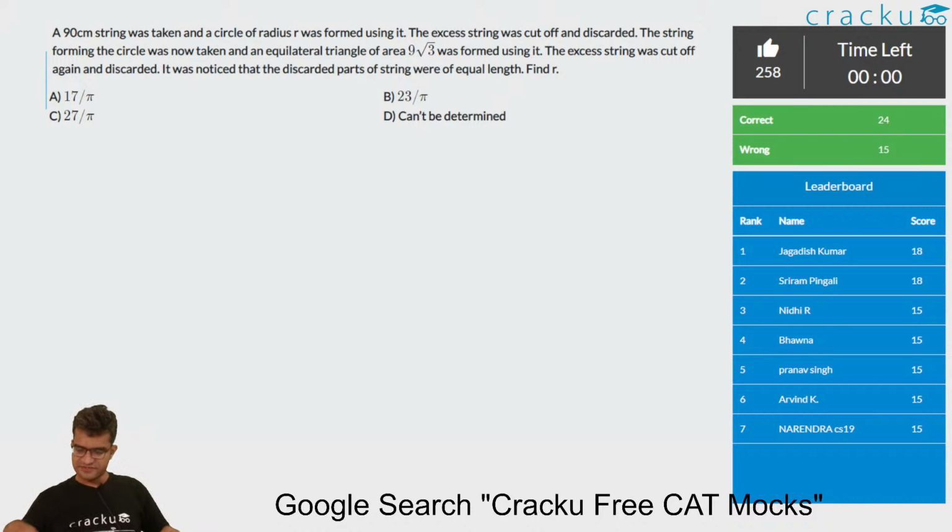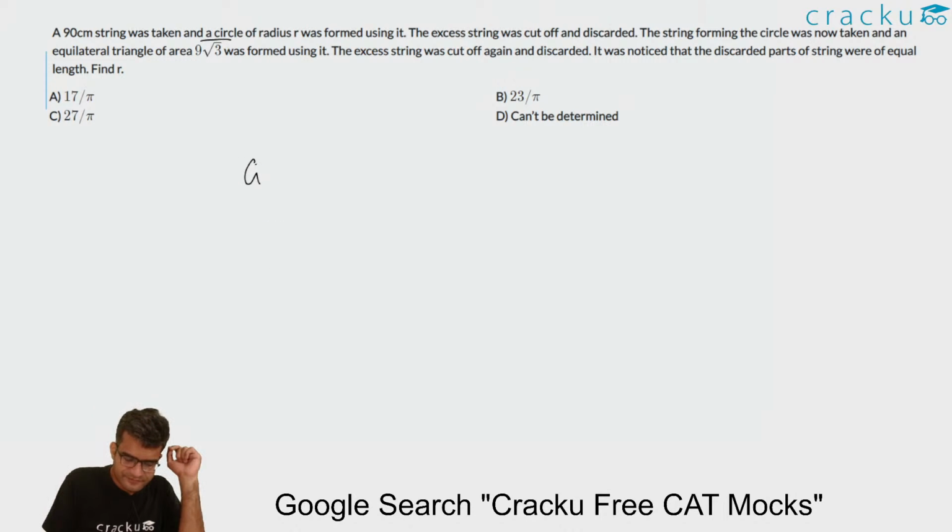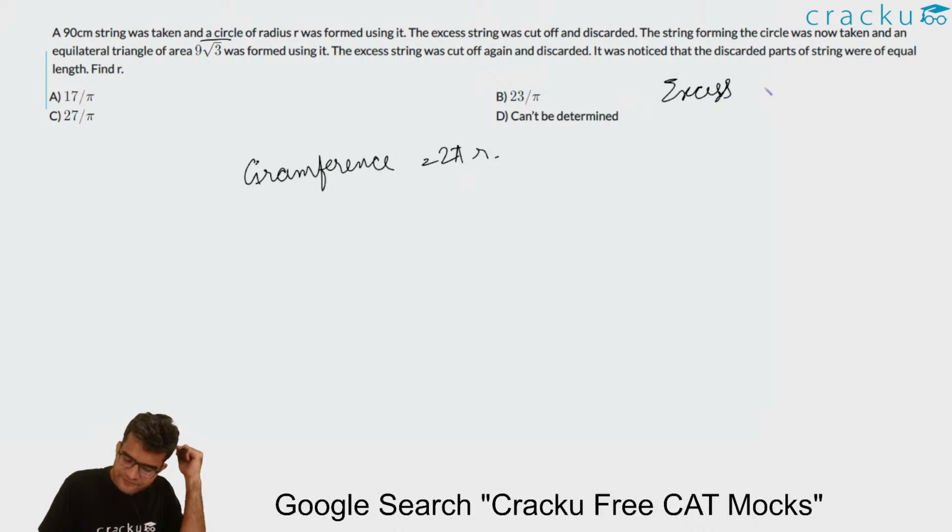Okay, let us try to answer this question. A 90 centimeter string was taken and a circle of radius r was formed using it. The excess string was cut off. So if the radius of the circle is r, what is the circumference? The circumference of the circle will be 2 pi r. So the excess length that is cut off is 90 centimeters minus 2 pi r.